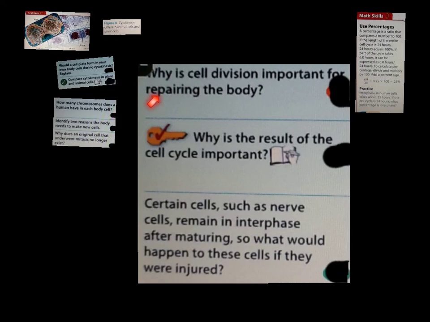Number 1, why is cell division important for repairing the body? The second one, which is one you have to write down because it's gold key check: Why is the result of the cell cycle important? And the third one, which may be one you choose: certain cells such as nerve cells remain in interphase after maturing. So what would happen to these cells if they were injured? So you're picking one of these 2 to write down in your science journal and answering the question, and then you're definitely writing this one down and answering it.